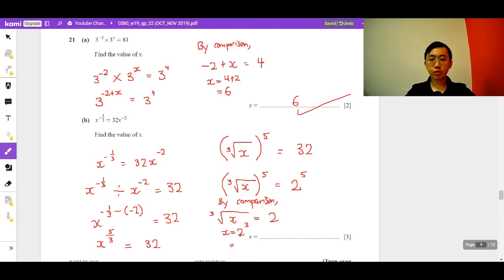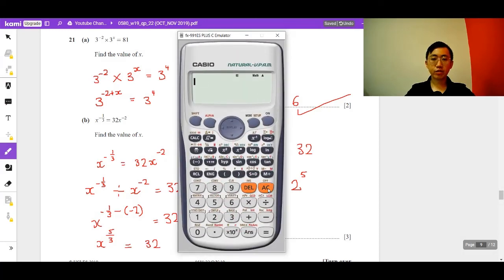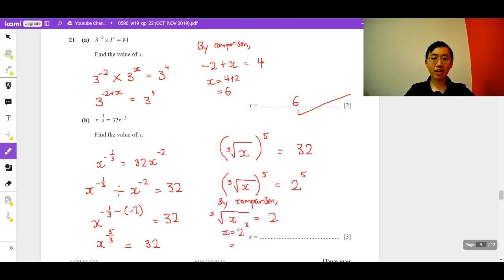Basically it is going to be 2 cubed. Then go ahead and use your calculator to get the final answer. 2 cubed is 8. There you go. So teacher already showed you how I get the marking scheme answer. X is indeed 8. So this is a 3 marks question.